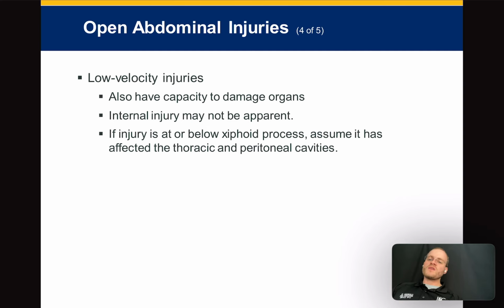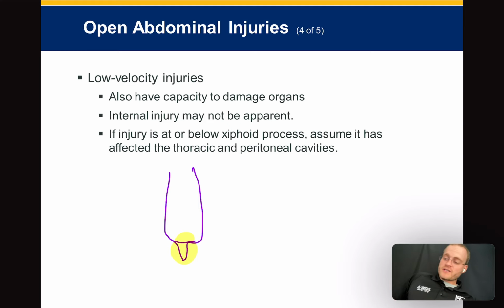deceiving. If injury is at or below the xiphoid process, assume it has affected the thoracic and peritoneal cavities. What's the xiphoid process? That's this little point down here at the bottom of your sternum that points off. So if I were to draw the sternum, it looks like this, right? This little thing right here is called the xiphoid process, right? This thing. And so that's kind of like the line of the diaphragm. So if you get stabbed there or something happens there, you might have to assume that that got the peritoneal cavity, the thoracic cavity, or both. Okay.